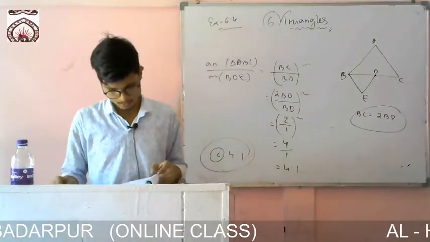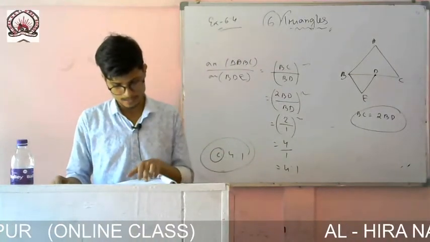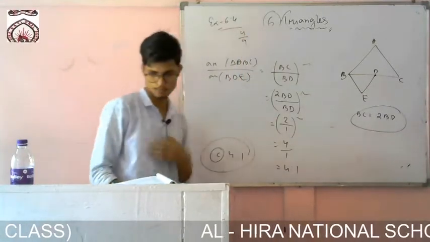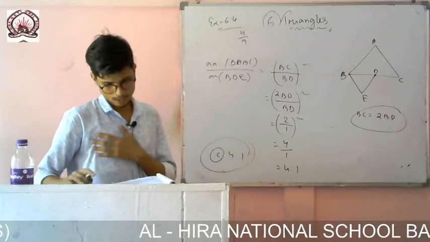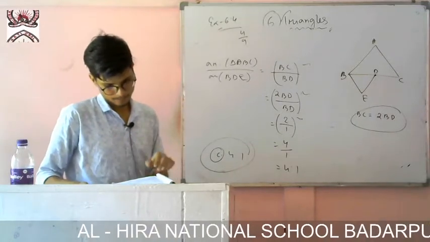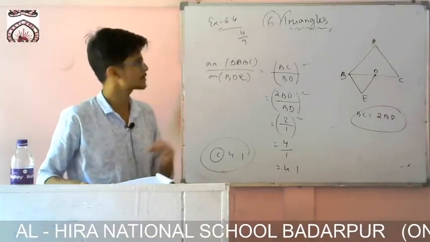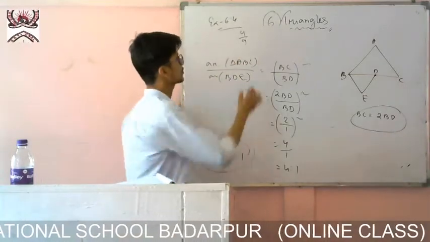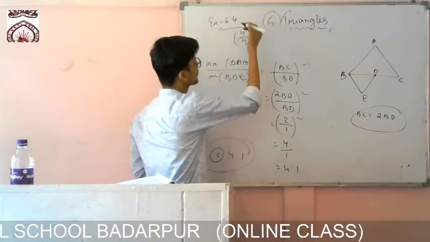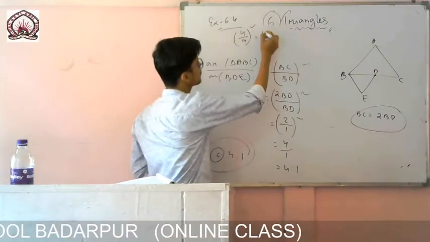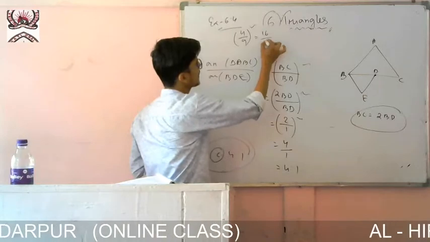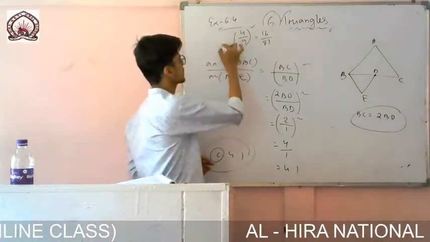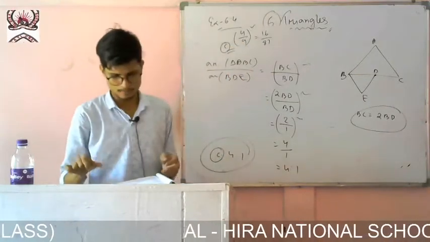4:1. Next one, it is given sides of two similar triangles are in the ratio 4:9, that is 4/9. The question is to find the ratio of their areas. So this is the side ratio. Area will be the square of the sides. So square it: 4 fours are 16 and 9 nines are 81. So 16/81, option C. So option number C is the correct answer, 16/81.